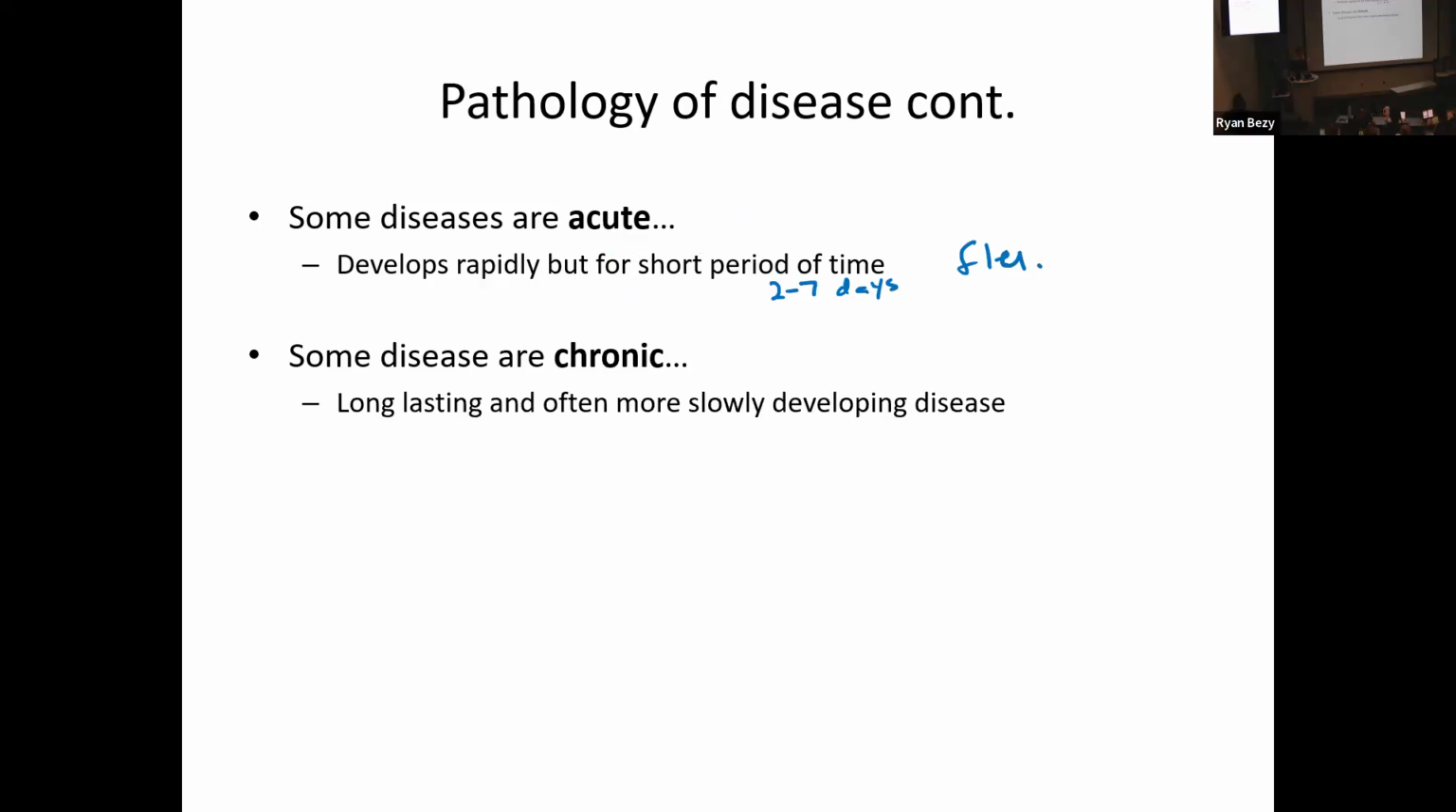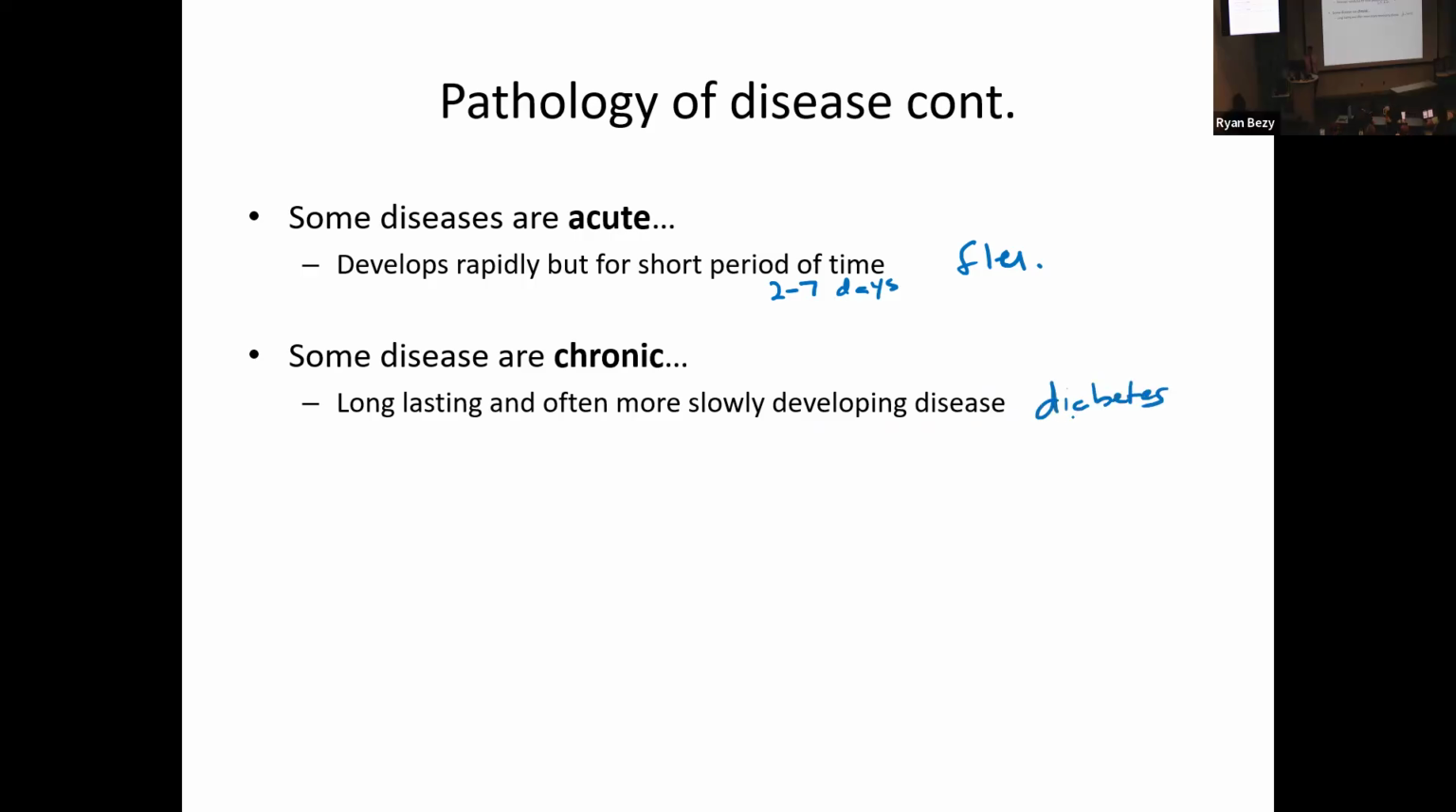Some diseases are chronic. These are going to be ones that are long-lasting, often more slowly developing diseases. What might be an example of a chronic disease? Yes, there is chronic kidney disease, and there's a couple different ones of those. Cancer can be.